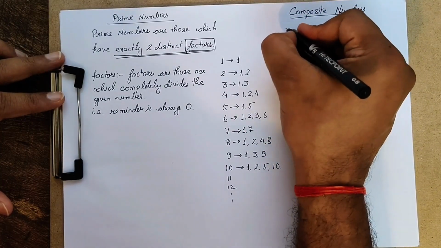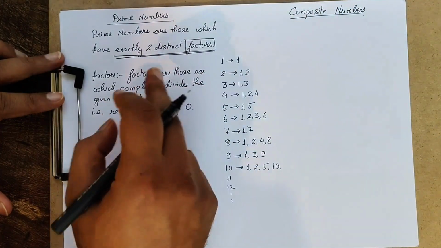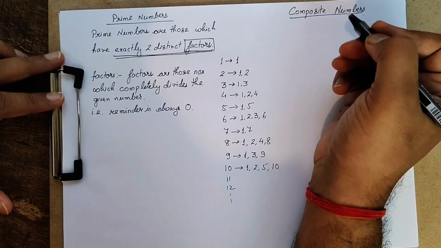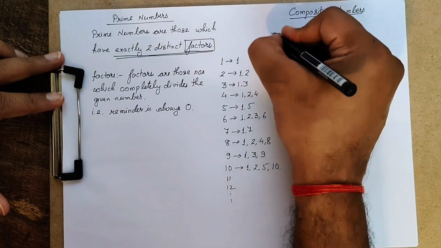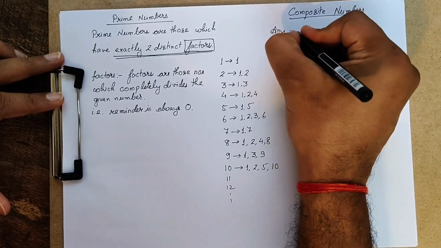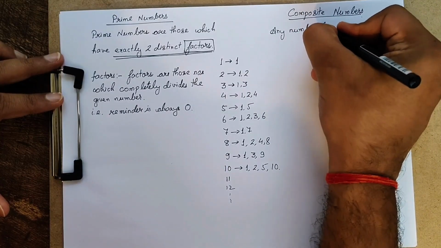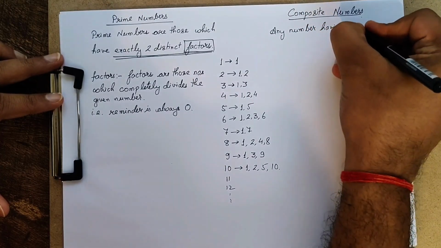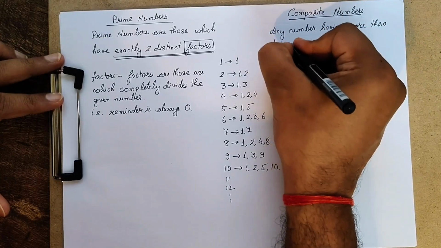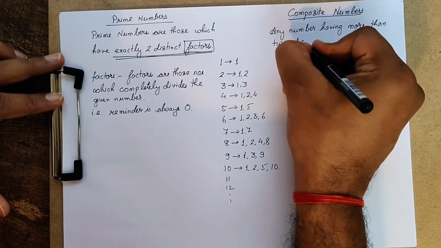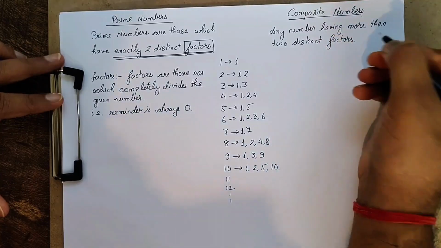So composite numbers are those numbers which have more than two distinct factors. Prime numbers have two distinct factors, while composite numbers are those numbers which have more than two distinct factors. So we can write it as: any number having more than two distinct factors.